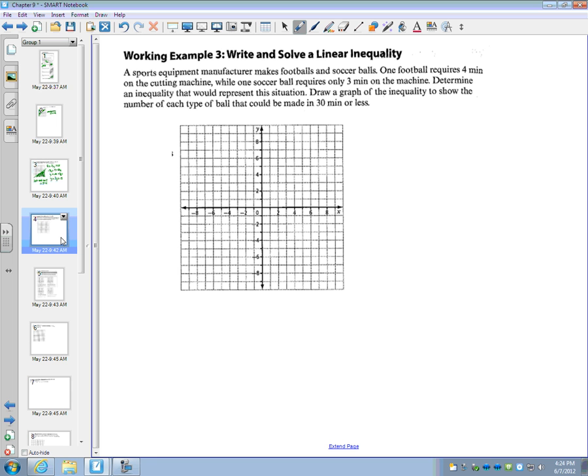A sports equipment manufacturer makes footballs and soccer balls. One football requires 4 minutes on the cutting machine, while one soccer ball requires only 3 minutes on the machine. So let's do F and S. So it looks like 4F and 3S. Determine an inequality that represents the situation. Draw a graph of the inequality to show the number of each type of ball that could be made in 30 minutes or less. So 4F plus 3S needs to be less than or equal to 30.